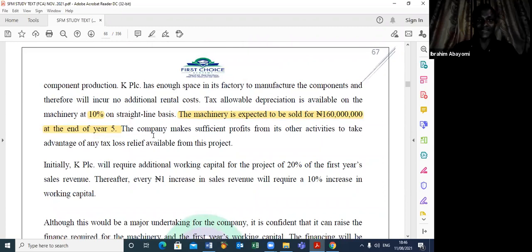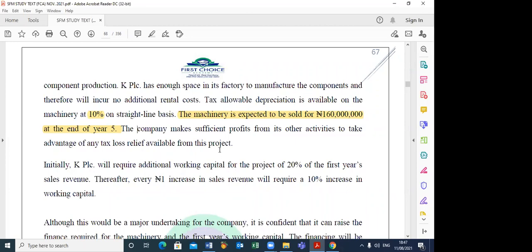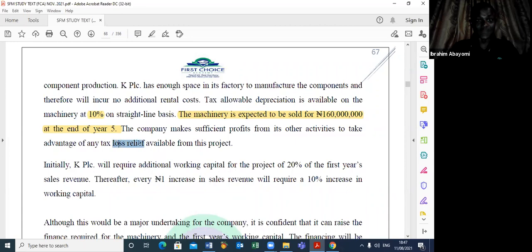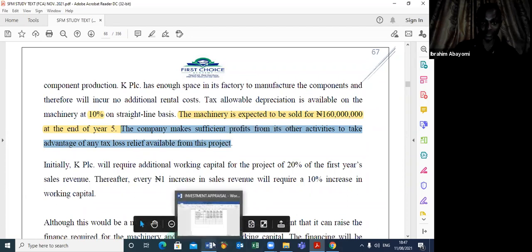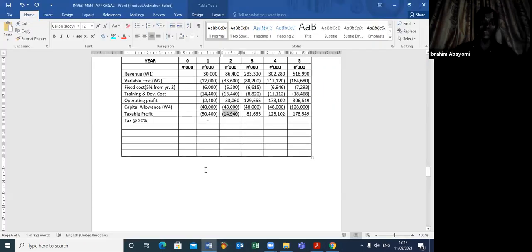The company makes sufficient profit from other activities to take advantage of any tax loss relief available from this project. Consider that. So you have to relieve your losses before you start paying tax. Even if this statement is not there, that is the normal treatment you should give to it. You just assume that the company makes sufficient profit to be able to enjoy the loss relief. So I will not pay tax here, and the loss of 5,400, I will transfer to year 2. I'm supposed to relieve it in year 2.